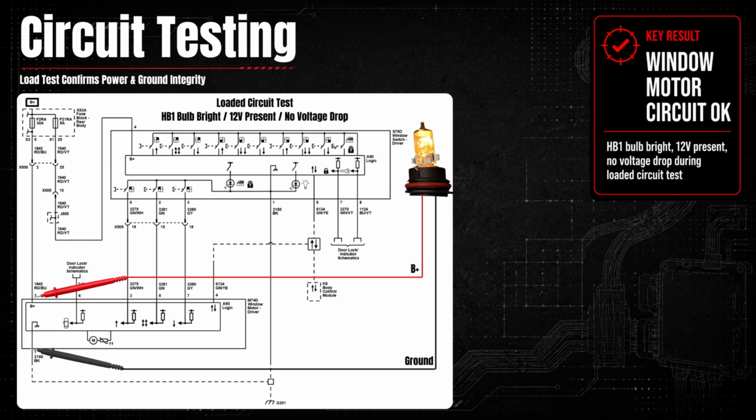Moving on to the window motor itself, same thing. We have a 30-amp fuse on here, so I went with a bigger bulb, and same thing, it lit the bulb nice. There was no voltage drop on it. So with these two components, I'm not seeing any issues with power or ground.